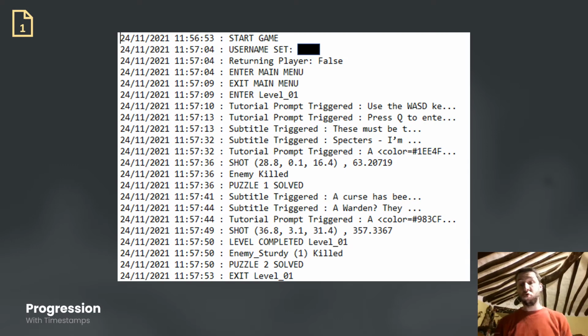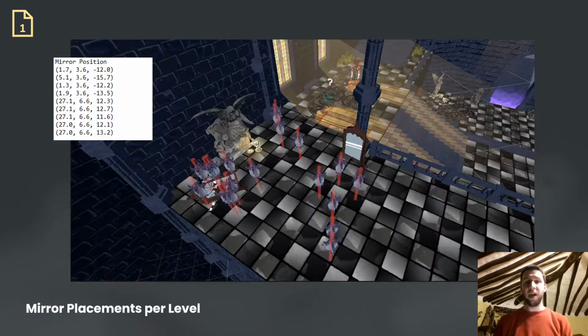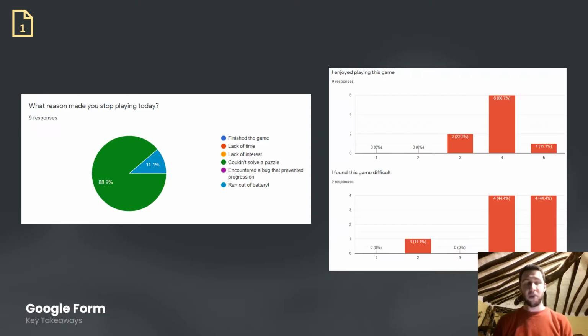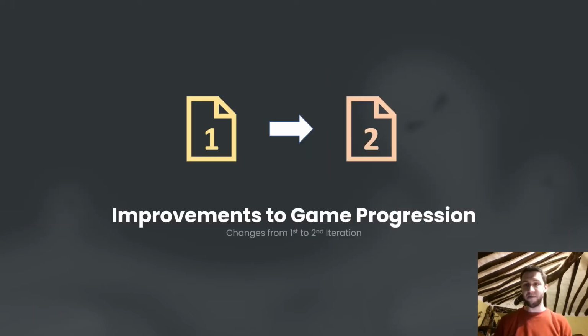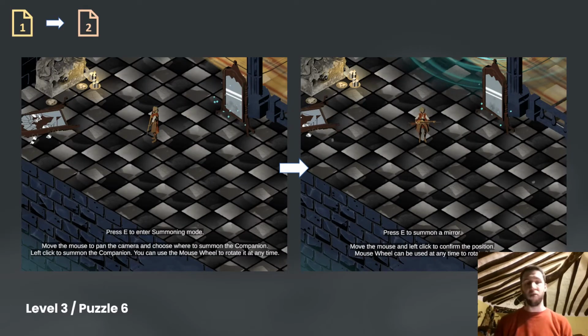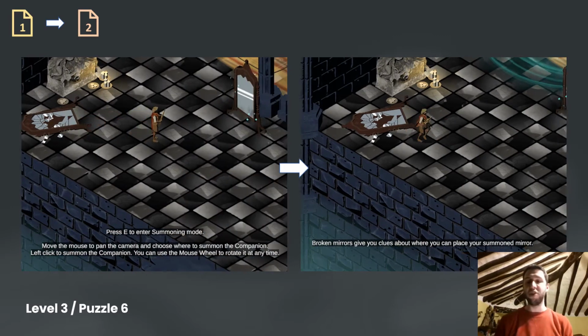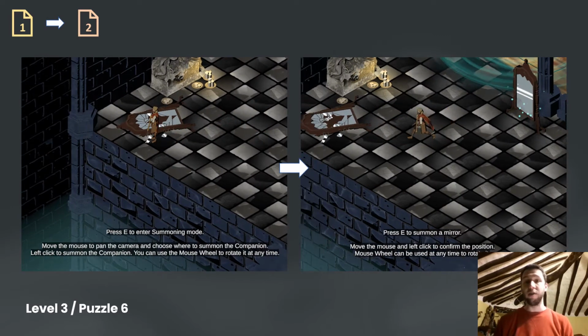For that, in the first build, we gathered progression data points, the shots of the player, and where the mirror was placed. But we can see that in the first iteration, the game was very difficult, and no player actually completed the game. So, changes. We located the puzzles that were trouble and we started improving upon them. For example, we improved the tutorial prompts for this puzzle in particular because people were seemingly getting confused.